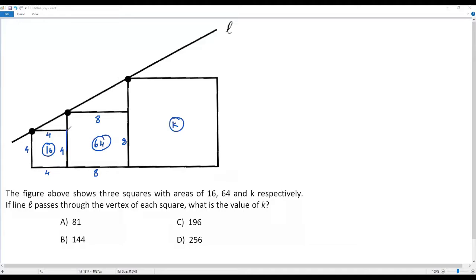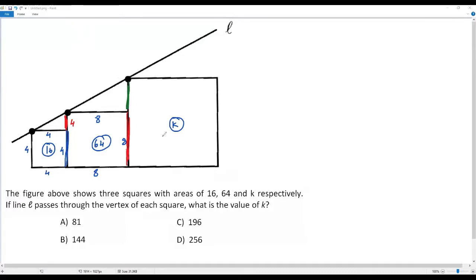Okay, already we know that the length of this part is 4. What is the length of this part over here that I marked in red color? It has to be 4. So that 4 plus 4 will be the length of the side of the second square, 8. And also here this part is 8. What is the length of this part?